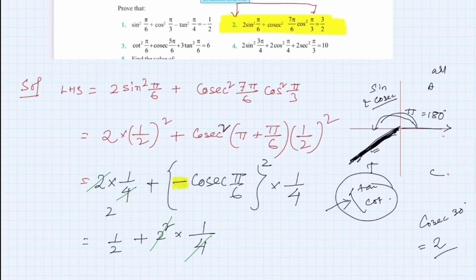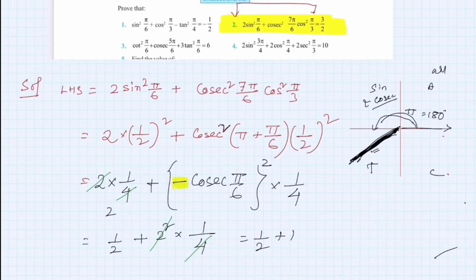Then we will get half plus 1, and after taking LCM, we will get 1 plus 2 by 2, that is equal to 3 by 2, and this is the right hand side.